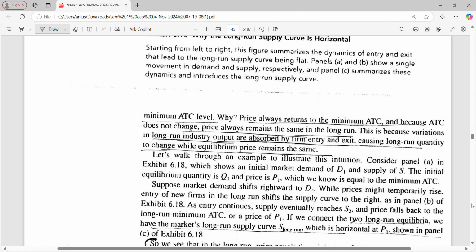The second long run outcome achieved with free entry and free exit is that firms in a perfectly competitive market earn zero economic profits in equilibrium. Economic profit, we have discussed accounting profit and economic profit. Accounting profit is the difference between total revenue and explicit cost, whereas economic profit is the difference between total revenue and explicit plus implicit cost.